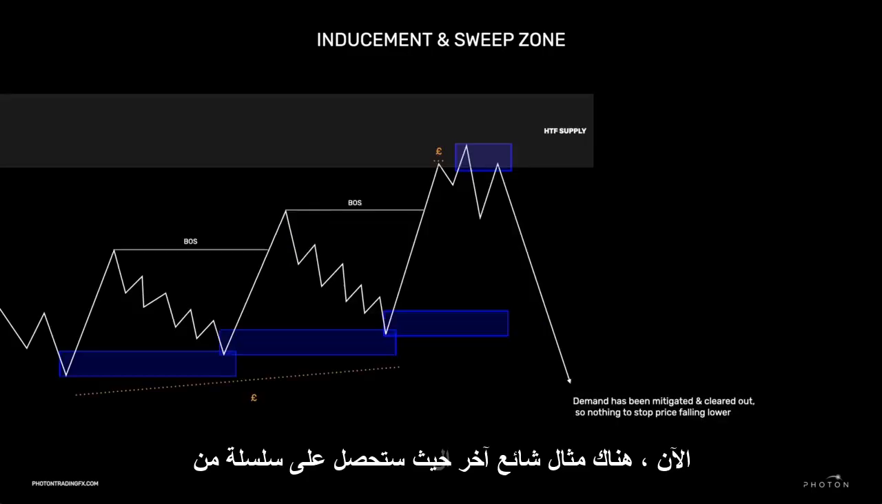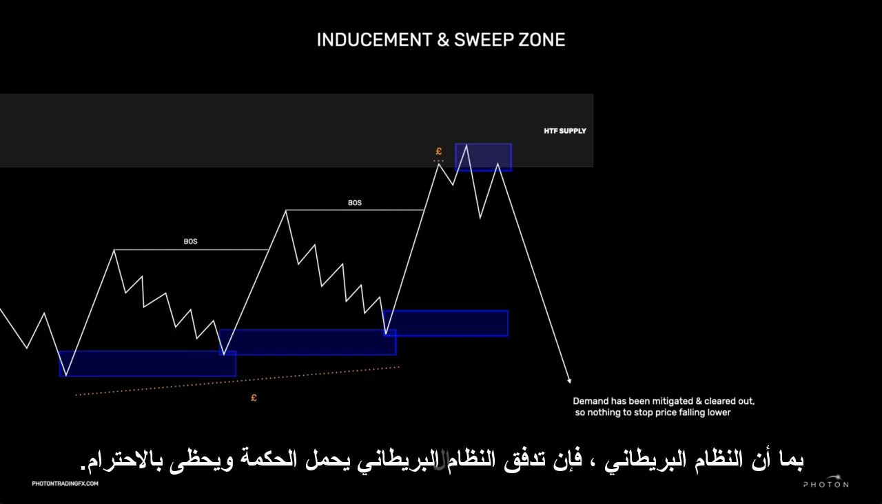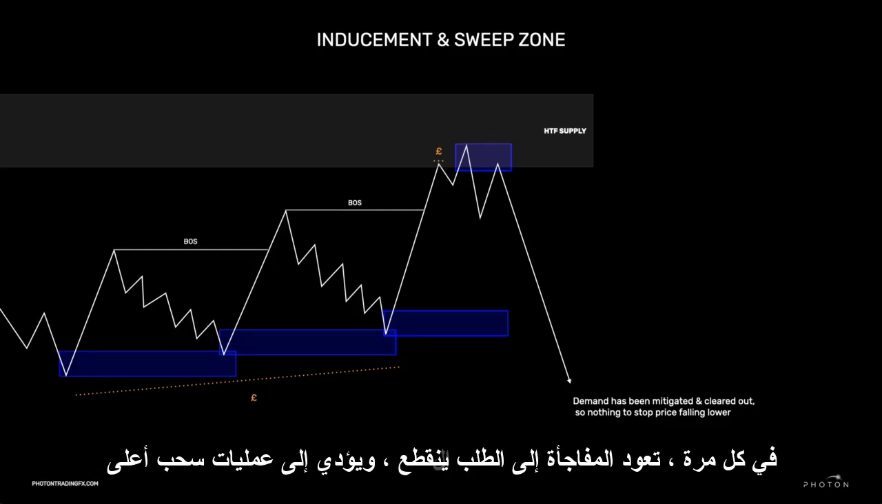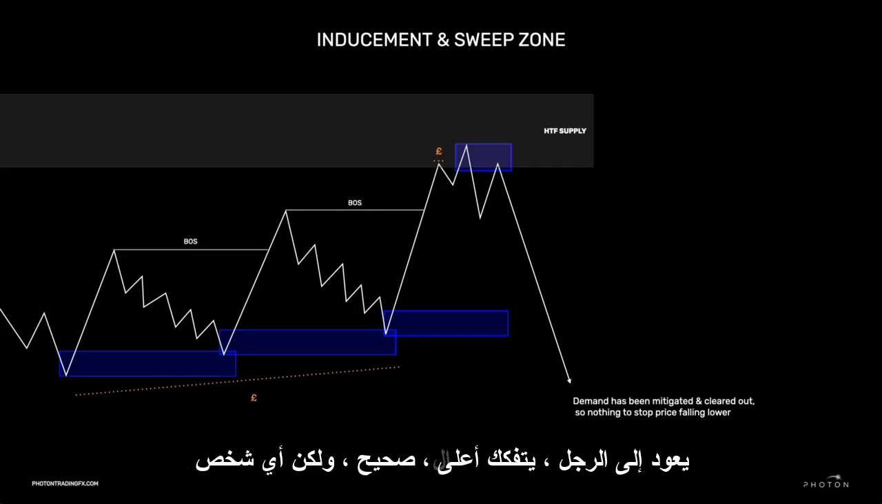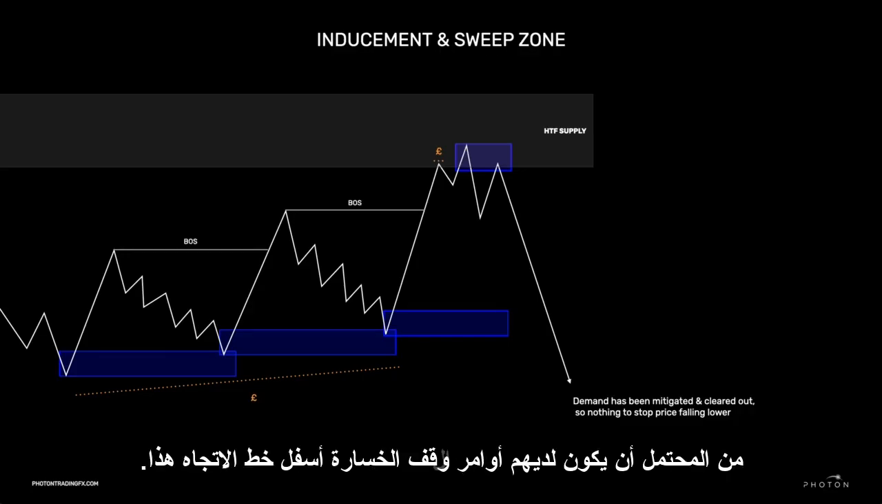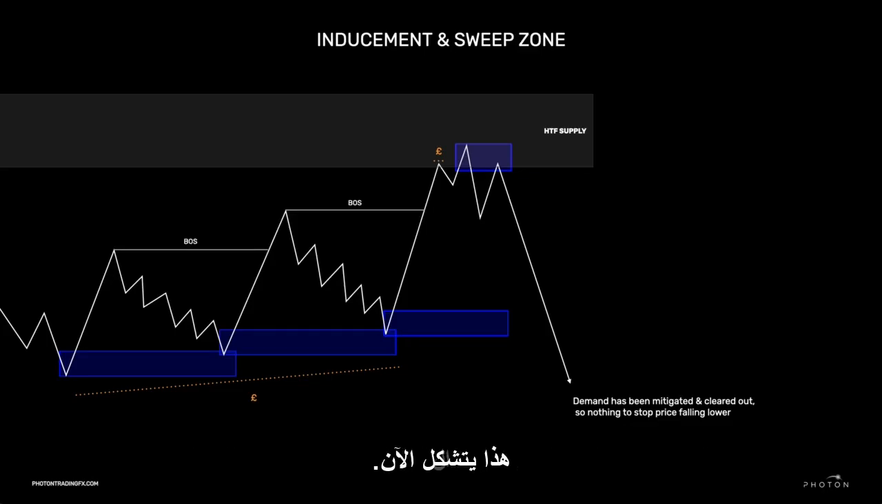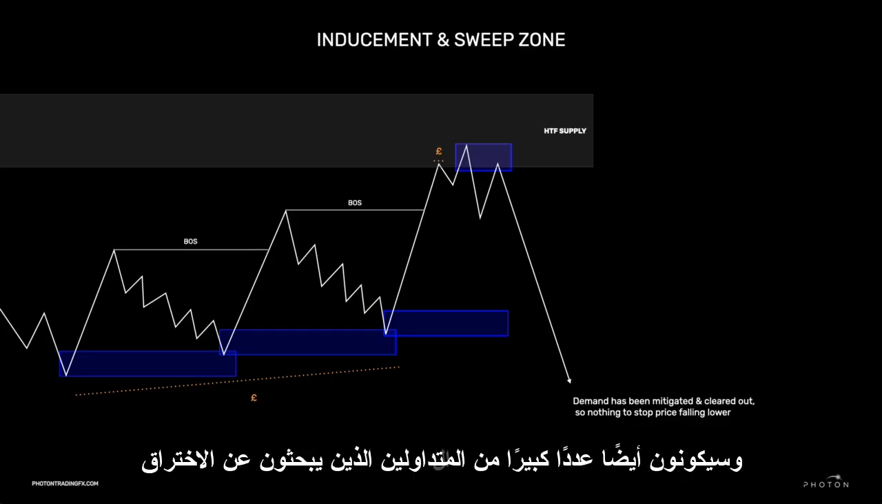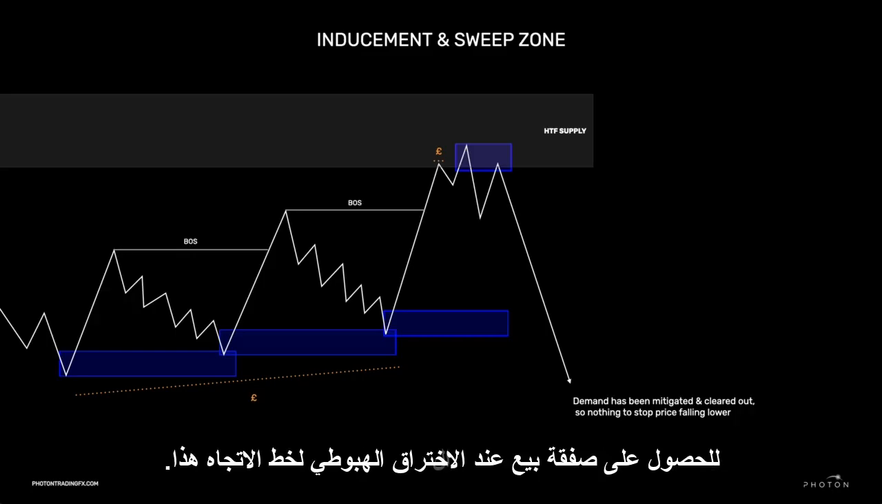Now, another common example is where you will get a series of mitigations, right, as bullish order flow is holding, with demand being respected each time. So price pulls back to those demand, breaks up higher, pulls back to demand, breaks up higher, right? But anyone who is essentially still long in the market when this is happening will likely have their stop losses below that trend line that is now forming. Right, and there will also be plenty of breakout traders who will be looking to get short on the bearish breakout of that trend line.